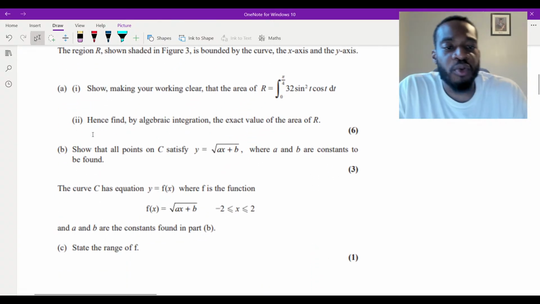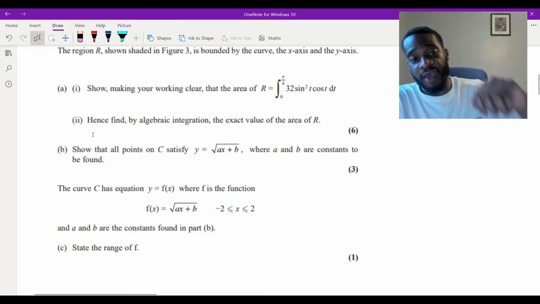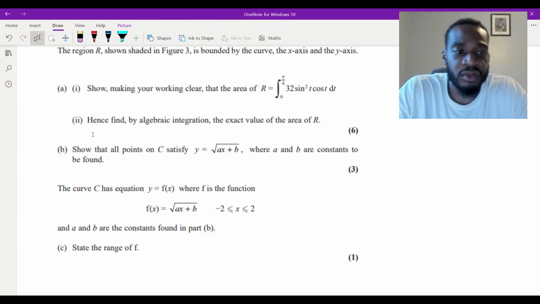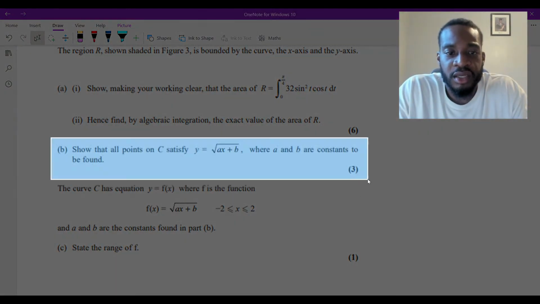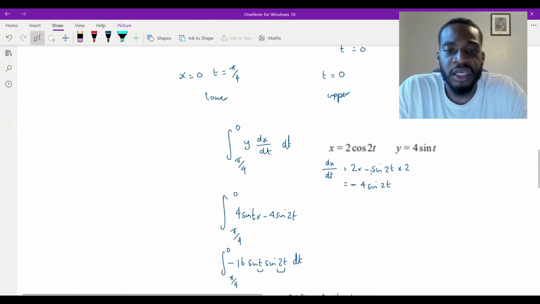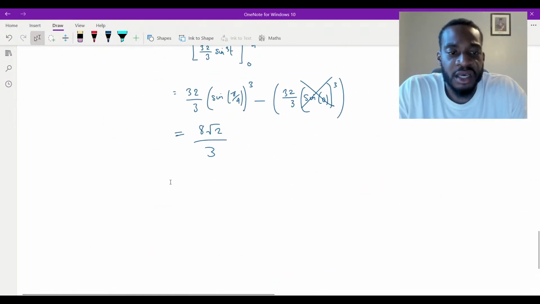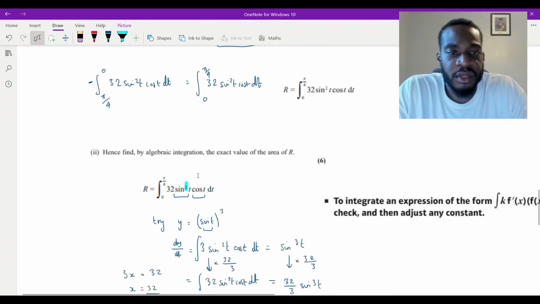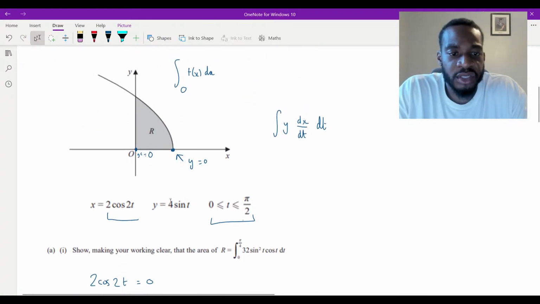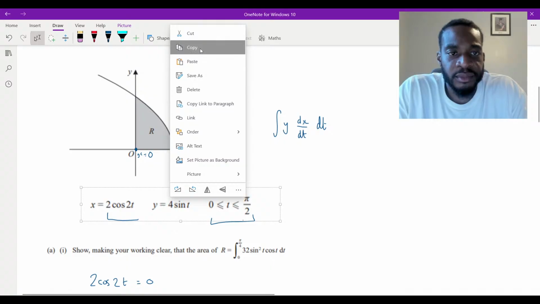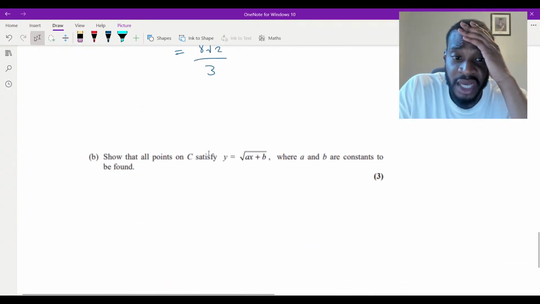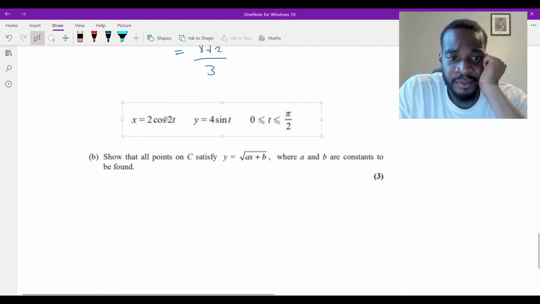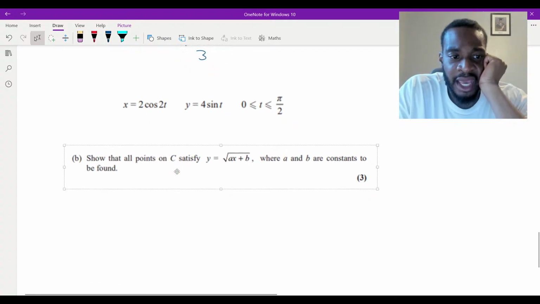It says show that all points in C satisfy the square root of ax plus b, where a and b are constants to be found. So this is the next part. Now this is Cartesian stuff, isn't it? Which again is very likely to come up, right? So where was the parametric stuff? It's right here.